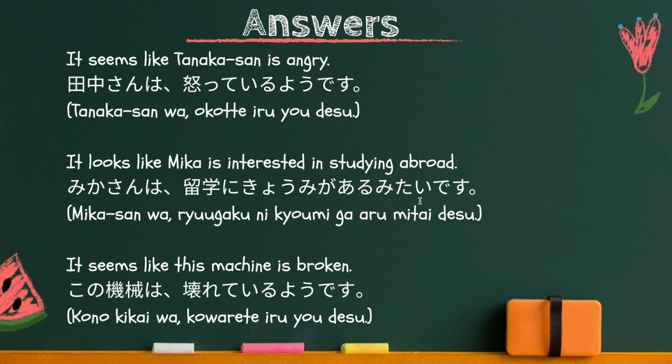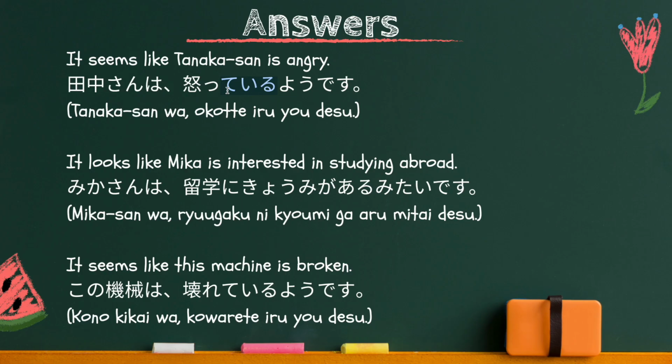It seems like Tanaka-san is angry. 田中さんは怒っているようです。怒っている means to be angry. It's an ongoing state, therefore ている is used. So use this plain form and then add ようです。Second one.